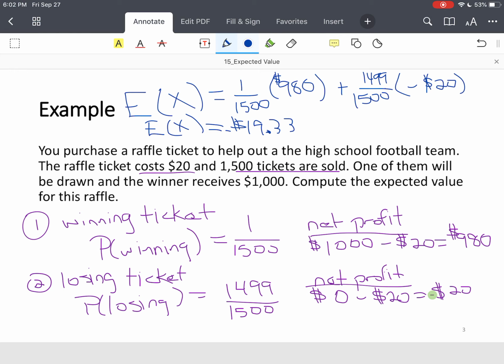So the expected value in this case is negative, which means if you did this multiple times, in almost all cases, you're going to give up the $20. So it's better just to make a donation as opposed to expecting to win, because that's not the case in this particular example.